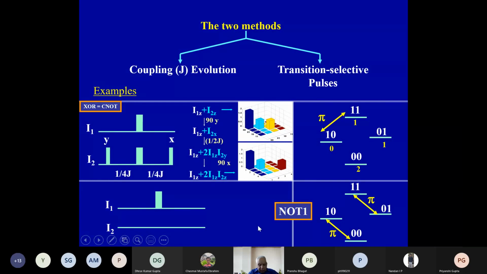A NOT 1 operation is very easy, a pi pulse on spin 1, but then by using transition selective pulses, I apply pi pulse on this transition and this. Basically, this is a spin 1 flip. First spin is flipped. Okay, and so that's a NOT 1.